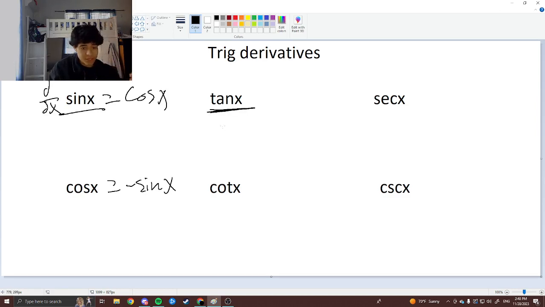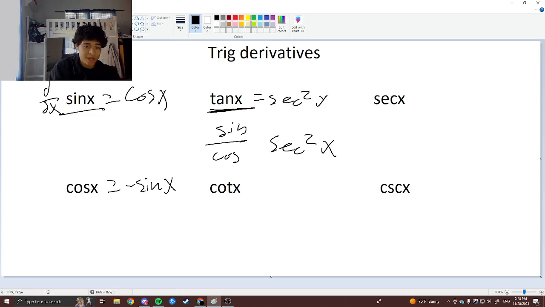Well, tangent is the same thing as sine over cos, right? So we learned how to do the quotient rule. If you wanted to, you could label sine f and cosine g and do the whole quotient rule out, and it takes forever. But you end up with secant squared x. So that's just something you gotta remember. Tangent x goes to secant squared x.